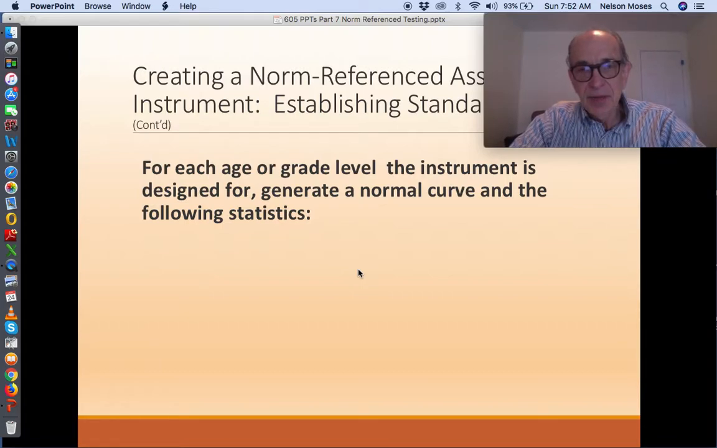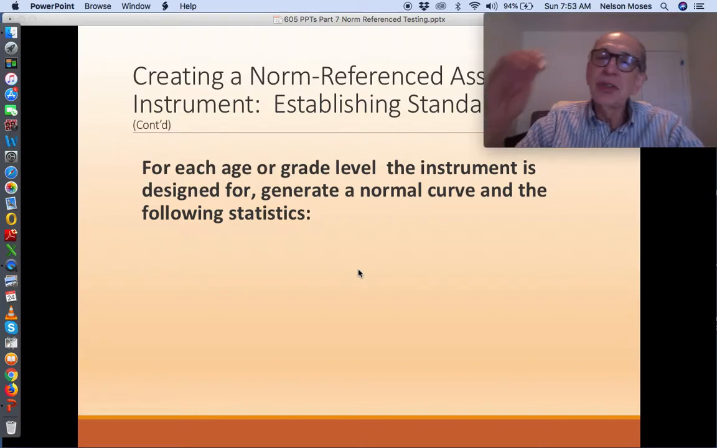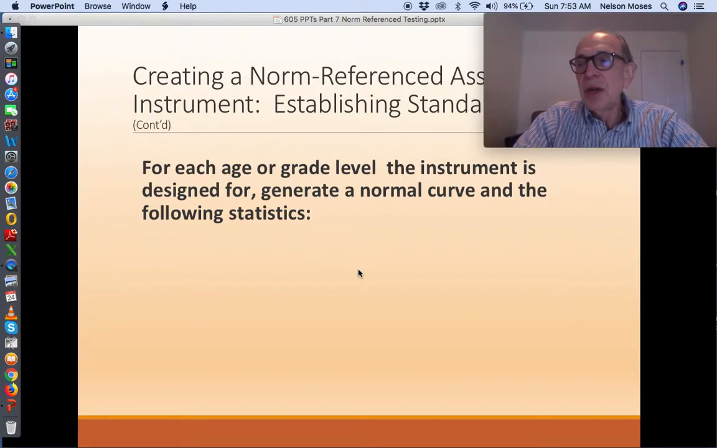assessment instrument is designed for, the author has to generate a normal curve. That's how it's done. That's how the author establishes a baseline for establishing a standard score. Now, the term standard score means a scoring system. A standard scoring system means a scoring system against which a particular client for whom the assessment instrument is used, for establishing a basis for comparing any individual with the norms of a particular equivalent population.